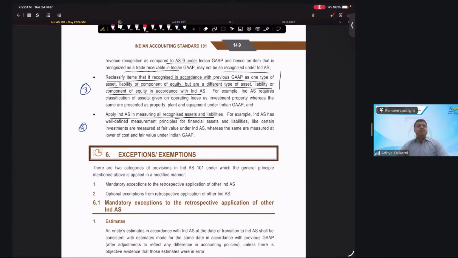Then investment property. If you are showing it as property, plant, equipment, you will now have to move it to investment property. Are we okay with this?